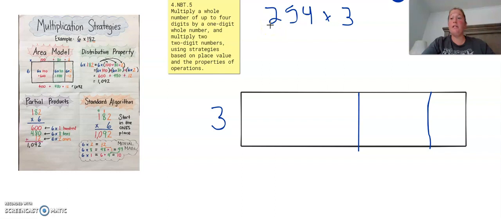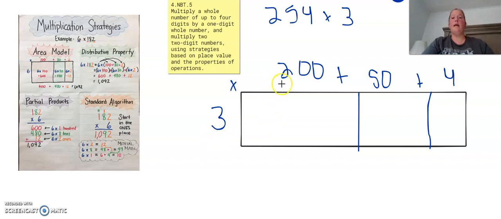So we know in the hundreds place, we have a 2. So it's 200. In the tens place, we have a 5. So 5 tens is 50. And in the ones place, we have a 4. 4 ones. Okay? And remember, when we find the area, we're going to multiply our length times our width.